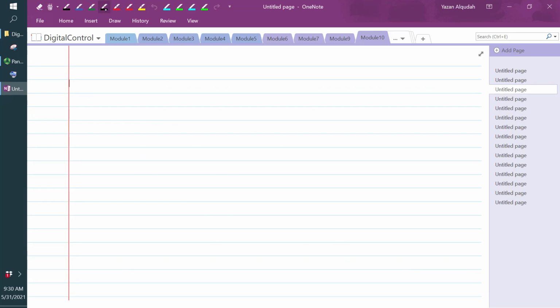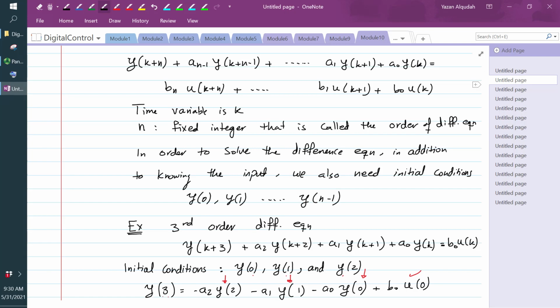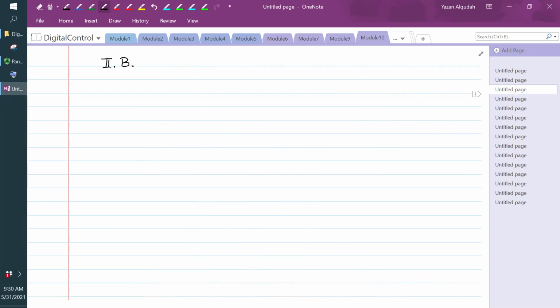The second representation is the transfer function. Now also, before we talk about transfer function, you can see there is similarity between the difference equation and the differential equation with the continuous time system. The second representation is using a transfer function.